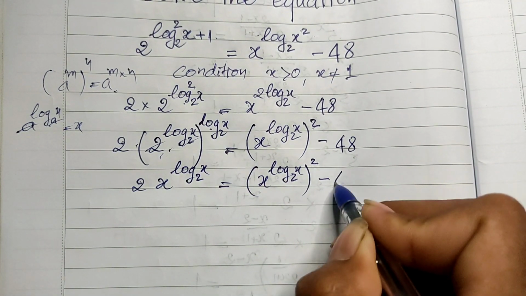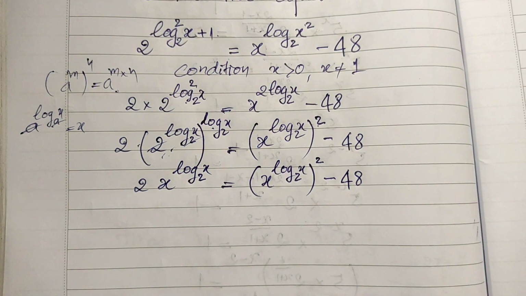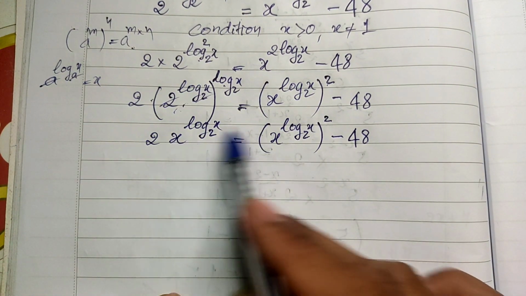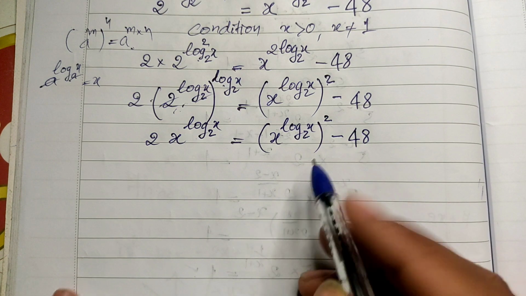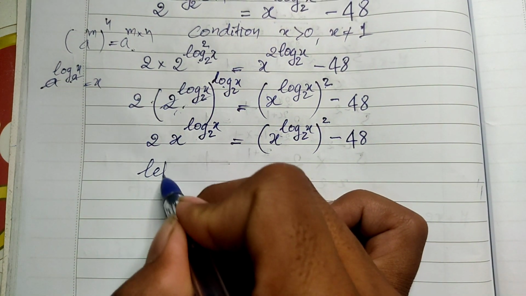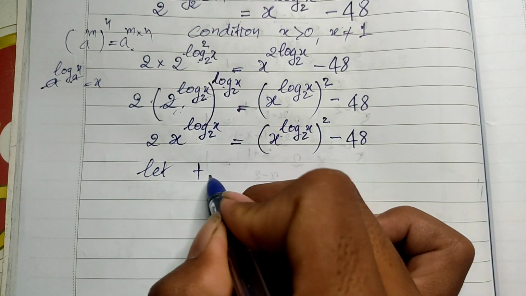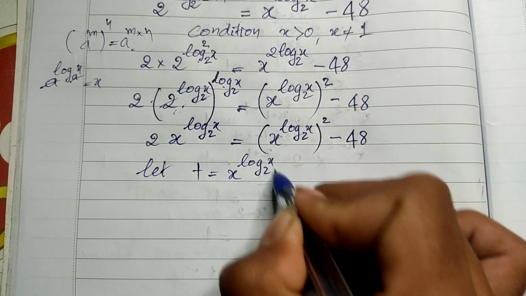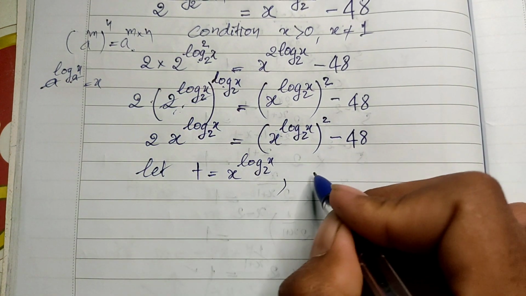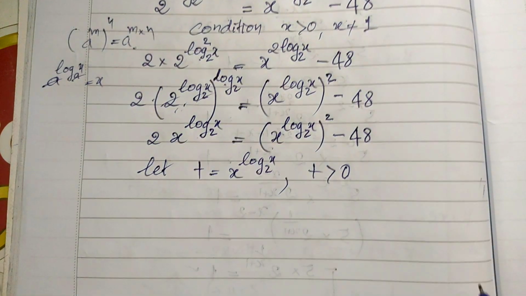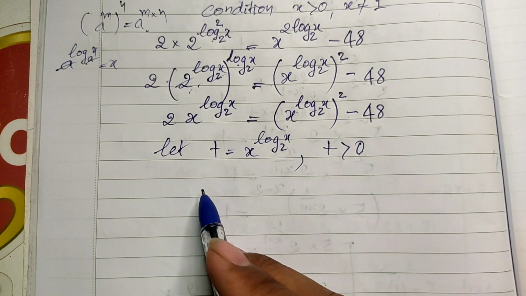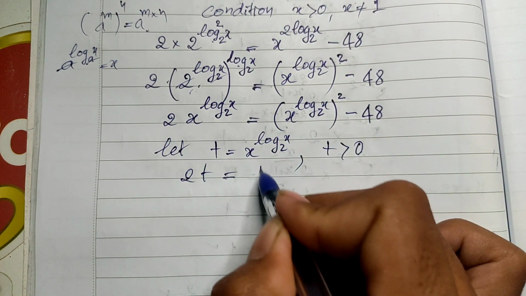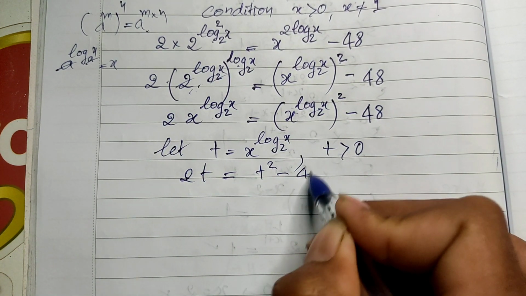squared, minus 48. And now for this, I can solve by another variable. Now I let t be equal to h to the power log₂(h). Then we know t must be positive. Now for this, we get 2t is equal to t squared minus 48.